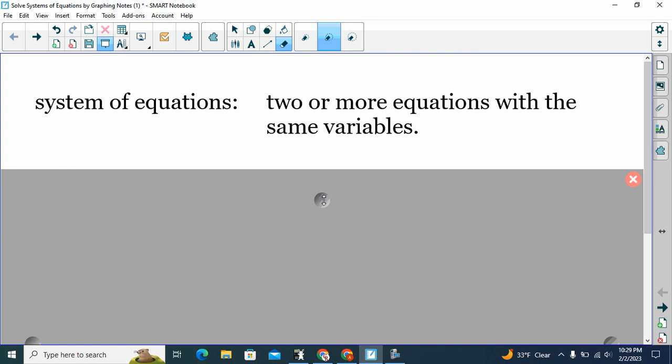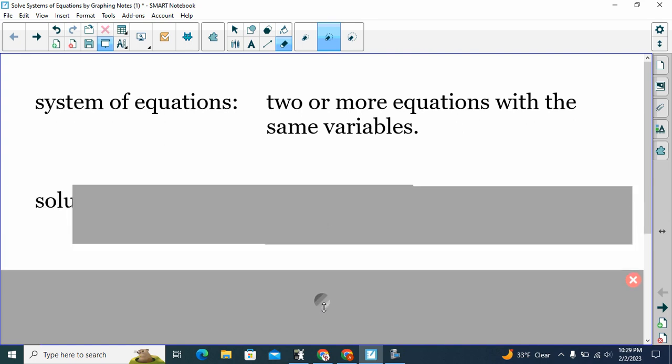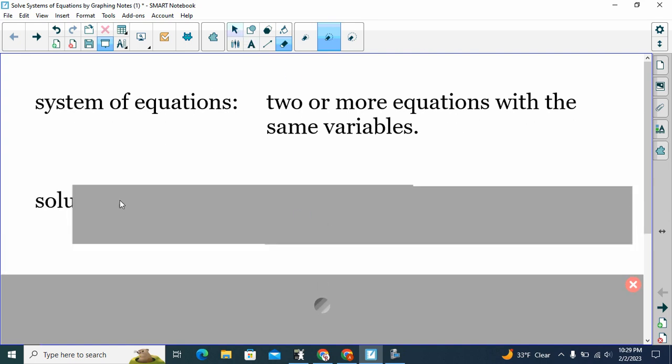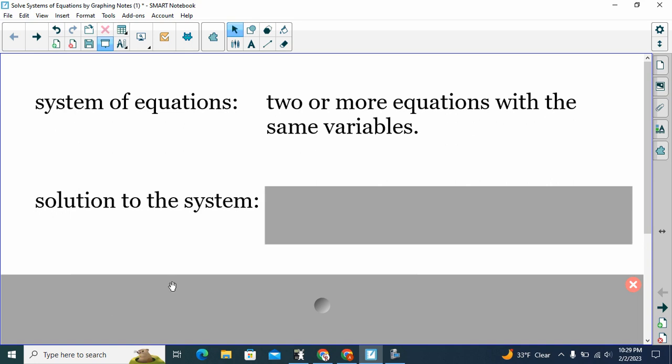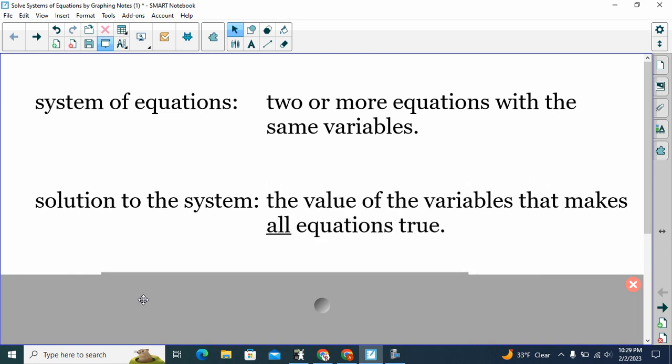We will usually be asked to solve the system of equations. So let's talk about what the solution to the system looks like. The solution to a system of equations is the value of the variables that makes all of the equations true.